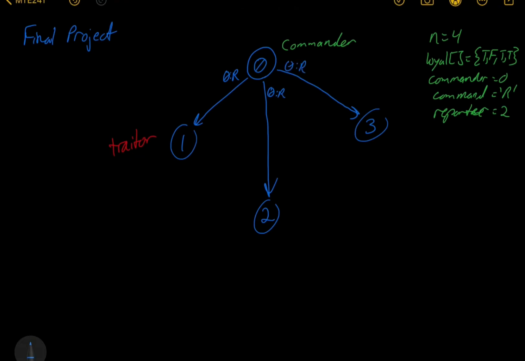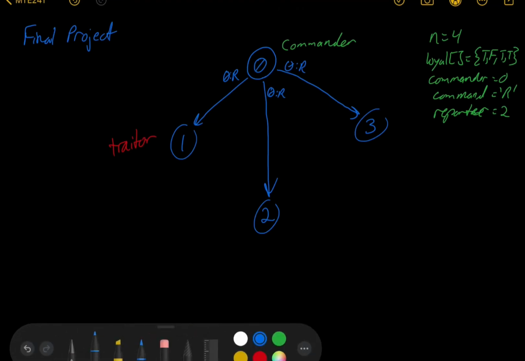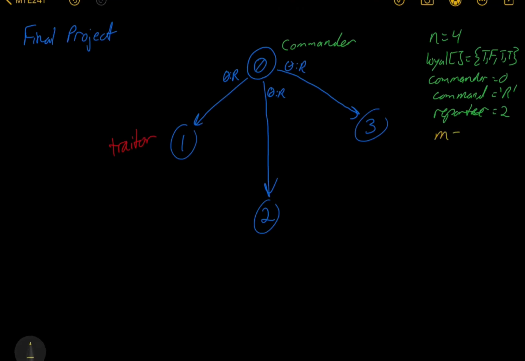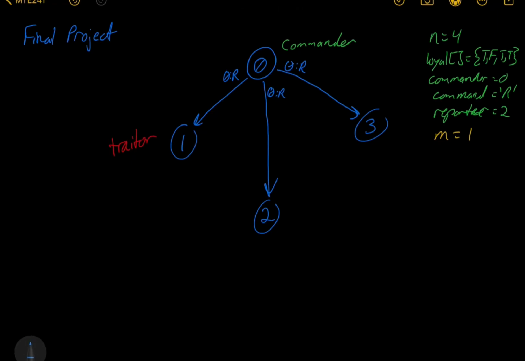Each of the lieutenants will receive that message, and then they will send that on to the other lieutenants. Since in this case m is equal to 1, we know here that m is 1. That's the number of disloyal generals, because you're told who's loyal and who's not. Okay, so General 1 is the traitor.